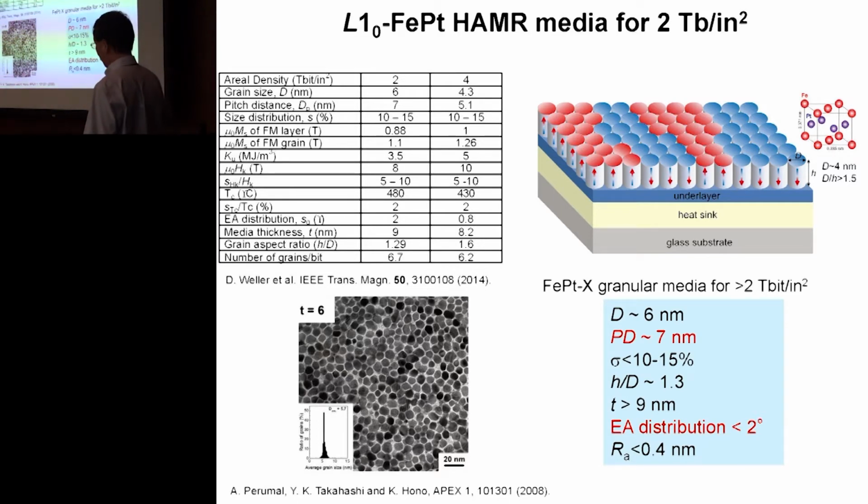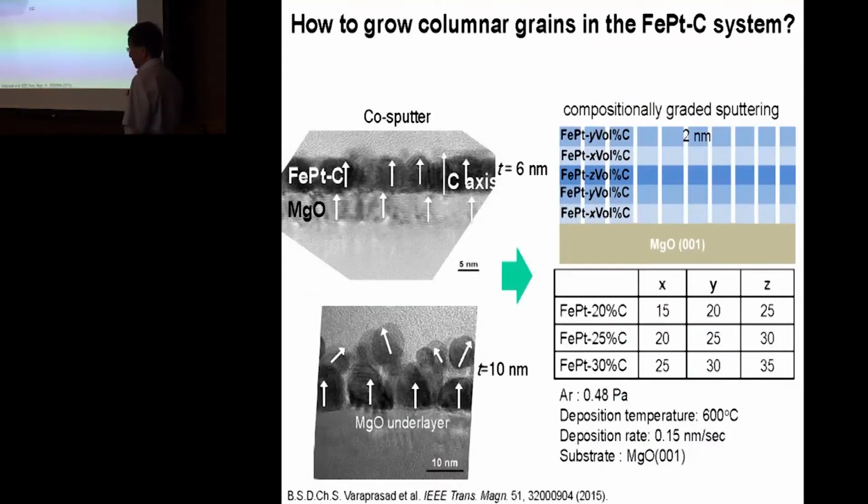They have to be columnar, right? And the total thickness should be thicker than 9 nanometer. And the important thing is the easy axis distribution has to be smaller than 2 degrees, and surface roughness has to be sufficiently small. So the early iron platinum carbon media didn't satisfy this condition.